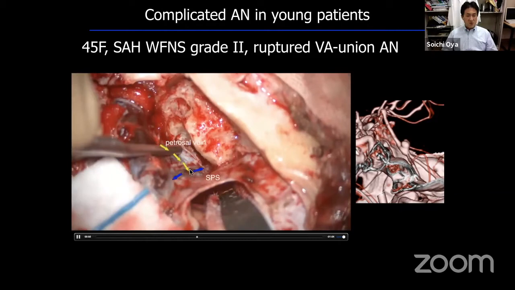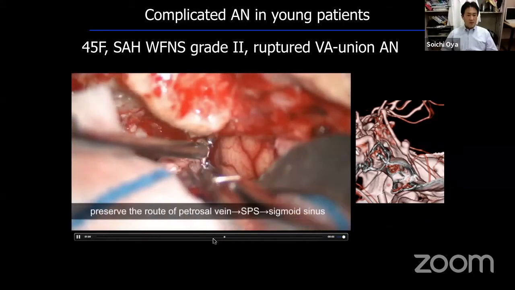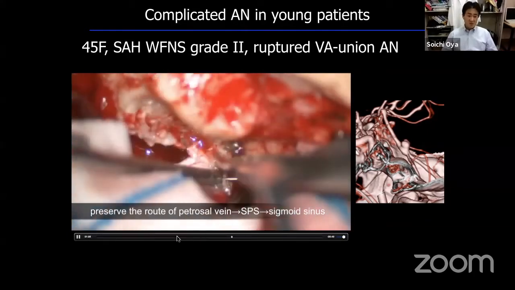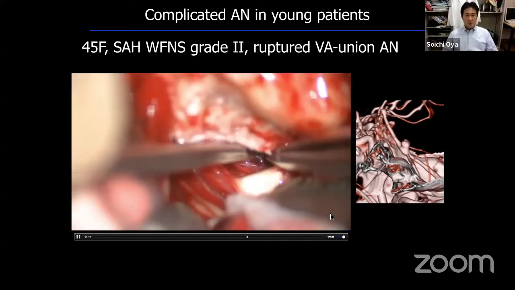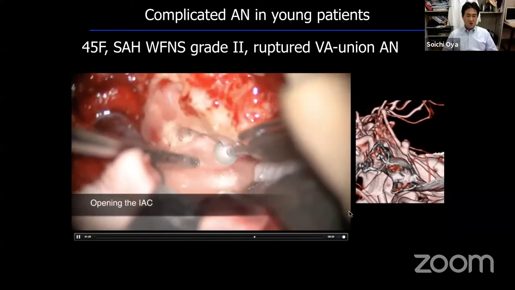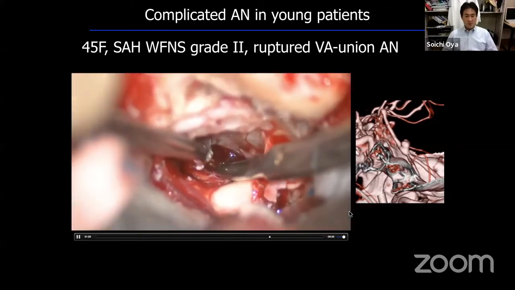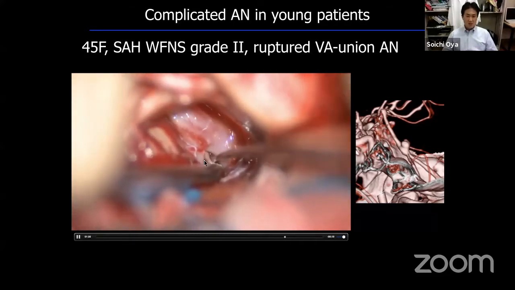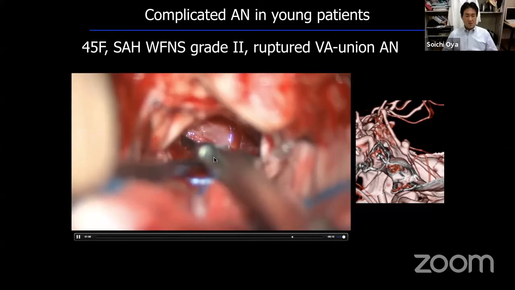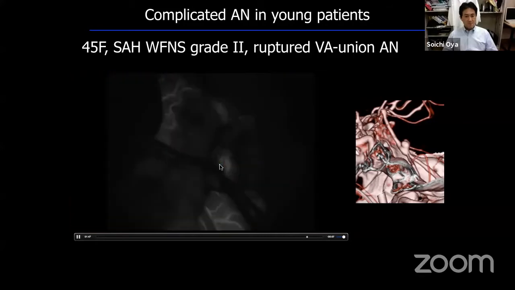And again, I'm trying to preserve this flow: petrosal veins, superior petrosal sinus, and the sigmoid sinus. So to preserve the root of the petrosal vein, I cut the superior petrosal sinus at the anterior portion. And then I'm approaching the basilar trunk. And to accommodate the clip head, I need to open the internal auditory canal too. And now I'm identifying the distal basilar trunk, and this is the aneurysm. And I'm isolating the perforators here. Look, you can have a wide space here.